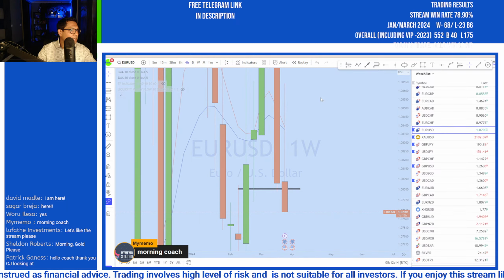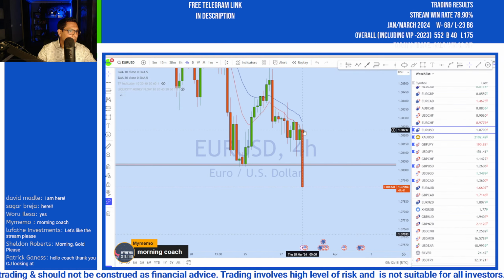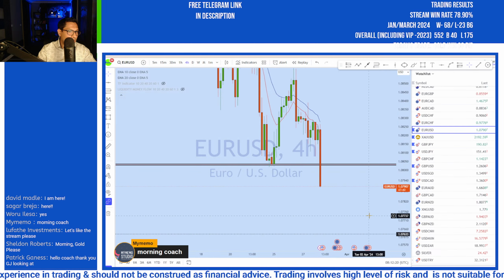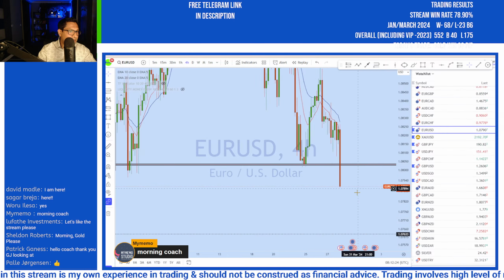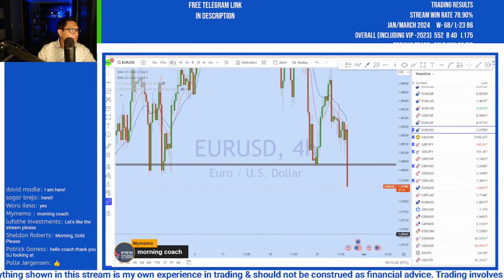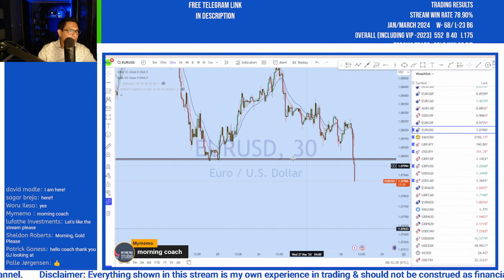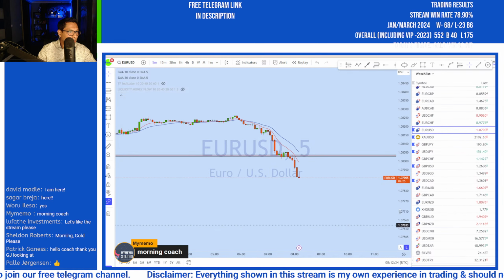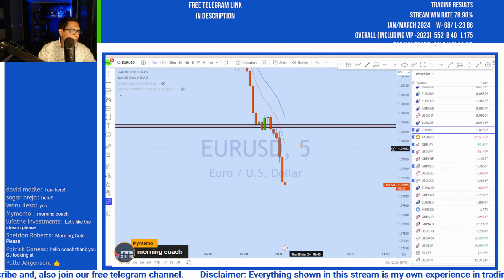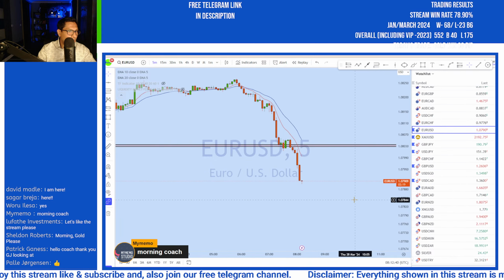So looking at the intraday 4-hour time frame, we can see that there was a complete breakdown on EUR/USD here in this candle. The price has broken that support level. If we look at the 30-minute time frame and even the 5-minute on EUR/USD, we can see that it's a very sharply bearish market. We just had a trade here on EUR/USD a couple of minutes ago.